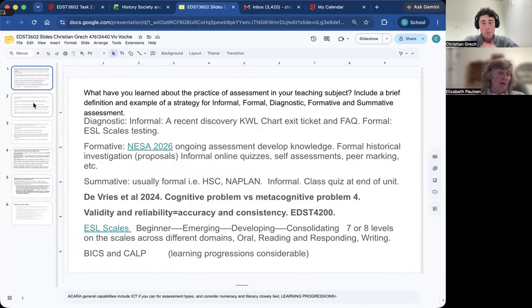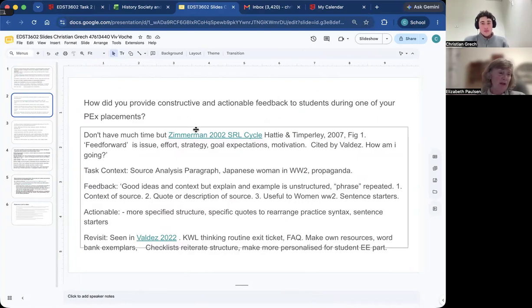Okay, so let's move to question two. How did you provide constructive and actionable feedback to students during one of your PECS placements? I don't have enough time to go into the self-regulated learning cycle, so I'm just going to go on Hattie and Timperley, but they are based in that self-regulation thing. Hattie and Timperley is amazing. They've been cited in so many articles that I've read, and they've really drilled that into me.